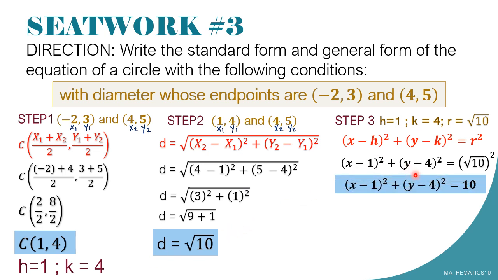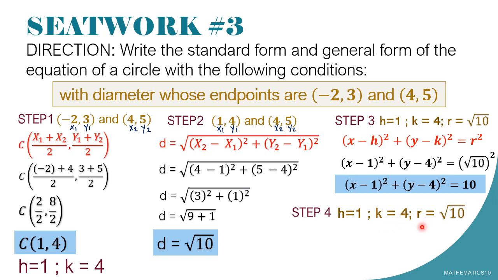You will not change anything at the left side anymore. You just simply simplify square root of 10 squared, so that is 10. And therefore, this is your center-radius form already. Next is our last step. You proceed with getting the general form already. To get that, of course, we are going to rely as well on h, k, and our r.